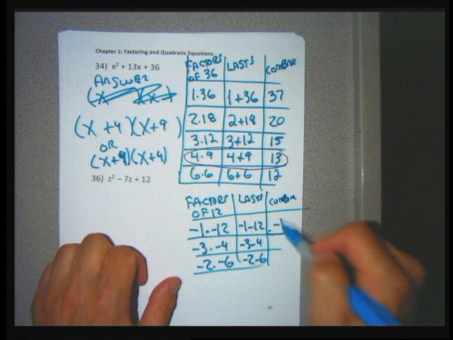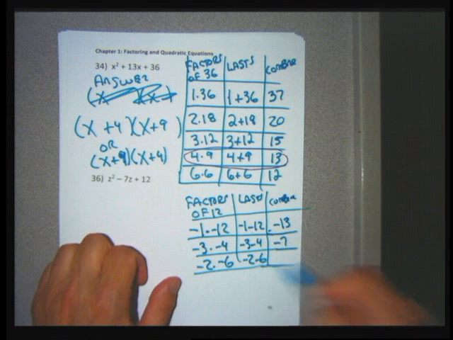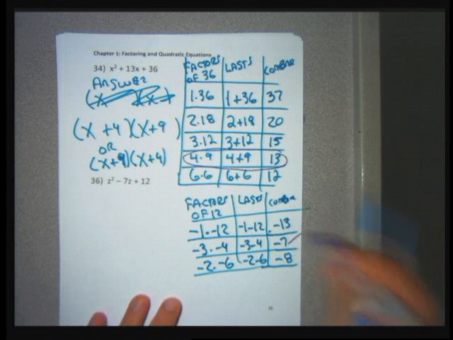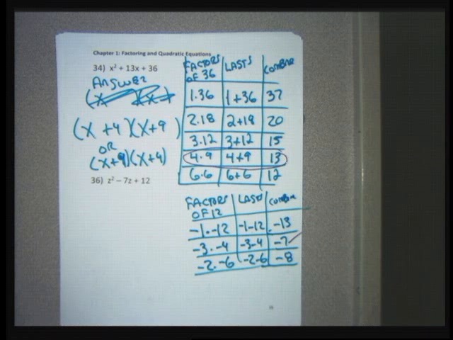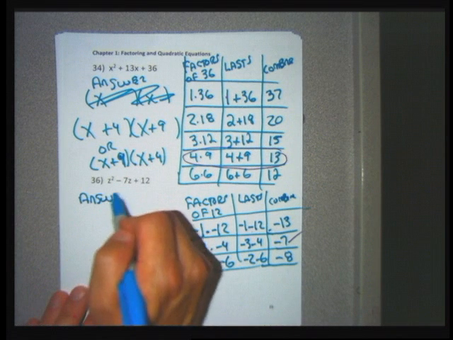Minus 1 and minus 12 is minus 13. Minus 3 and minus 4 is minus 7. Minus 2 and minus 6 is minus 8. So it must be the case that I need that pair. I'm going to get to my answer without having to do a heck of a lot of work.